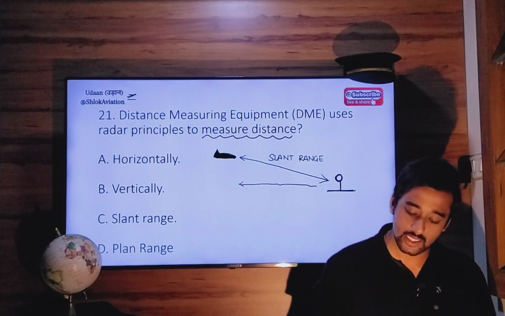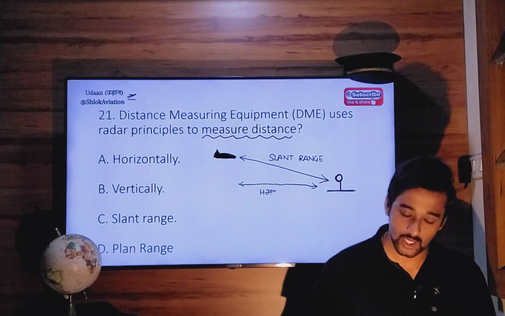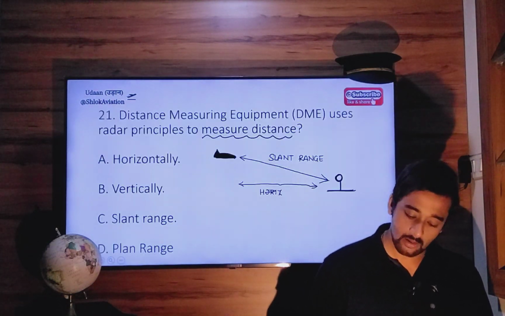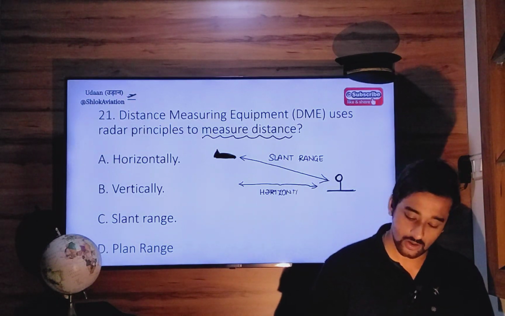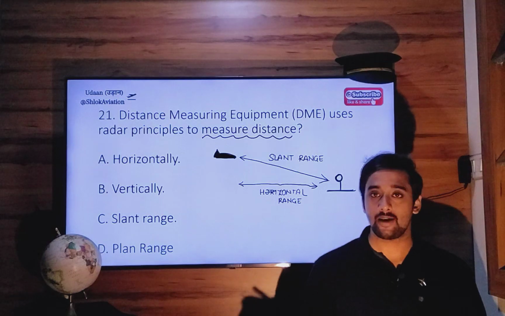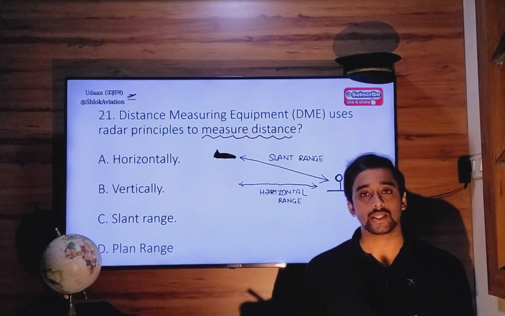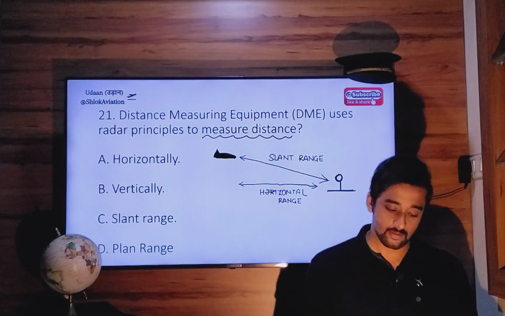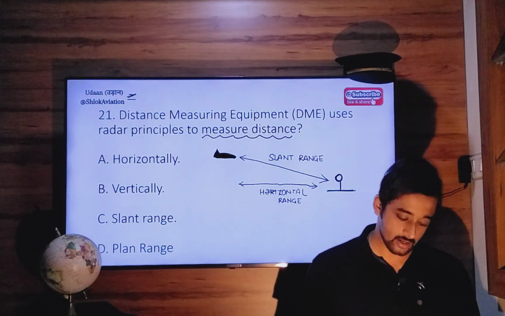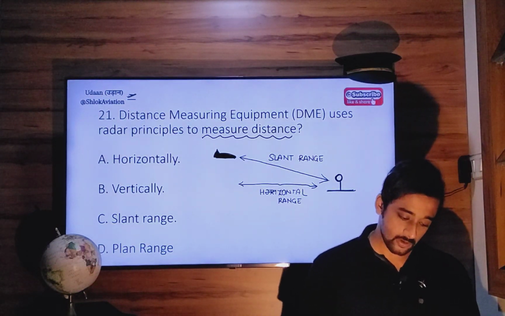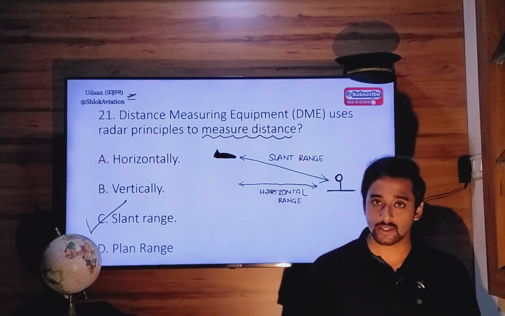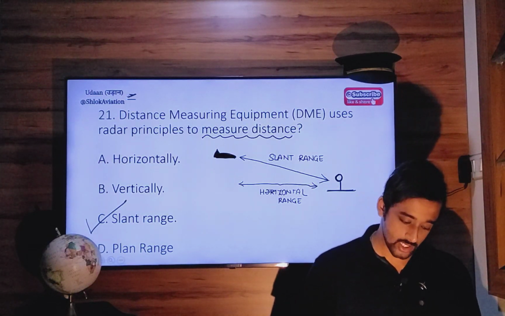Whereas horizontal distance is this. This is the horizontal range. But you won't get horizontal range directly. You will be given slant range. Now there will be some numericals in which you will have to calculate horizontal range or slant range using Pythagoras theorem. We have solved that. There are many such questions as we go forward. So over here the answer will be option Charlie. DME uses radar principles to measure slant range.